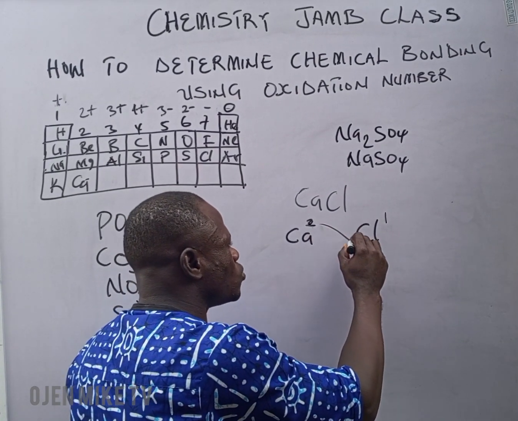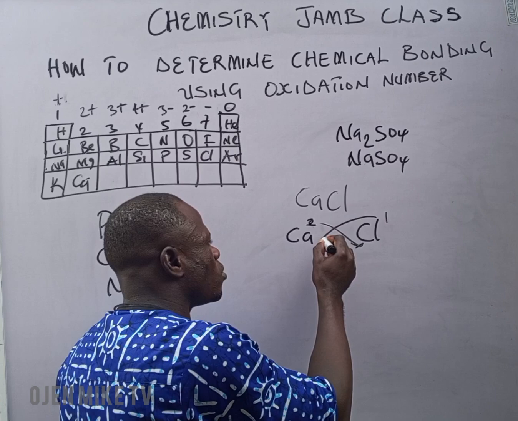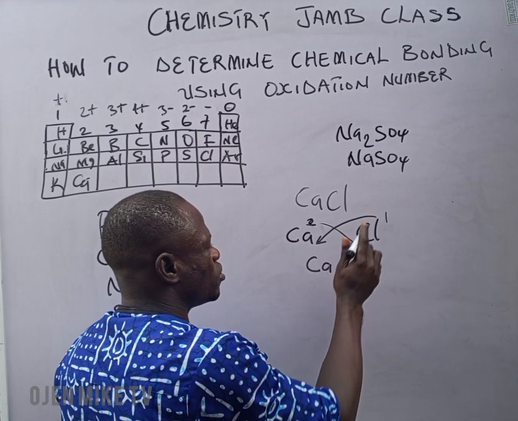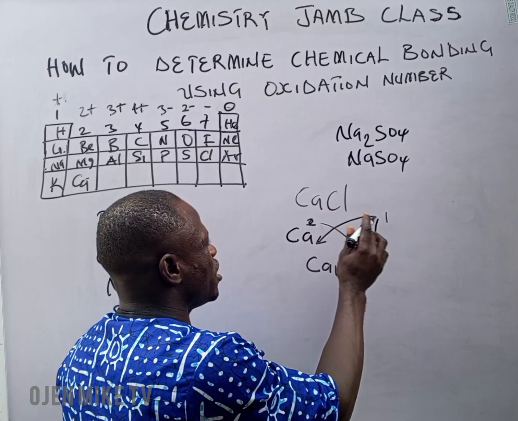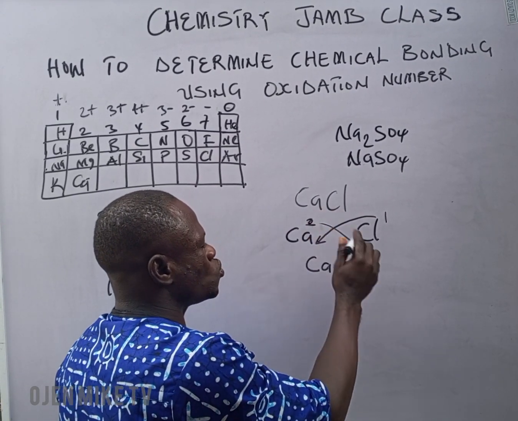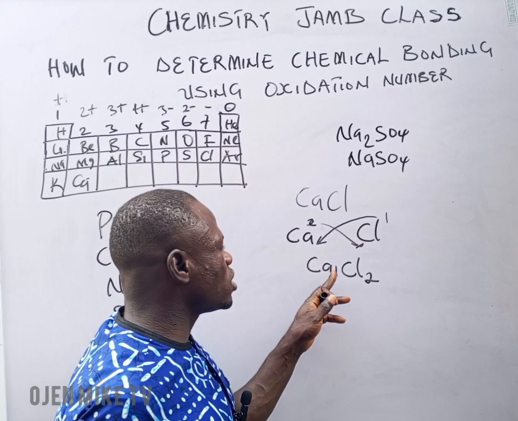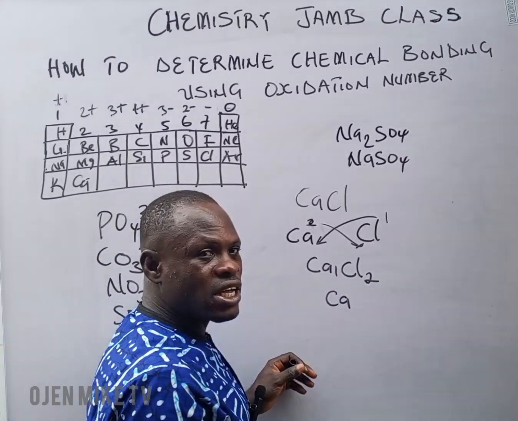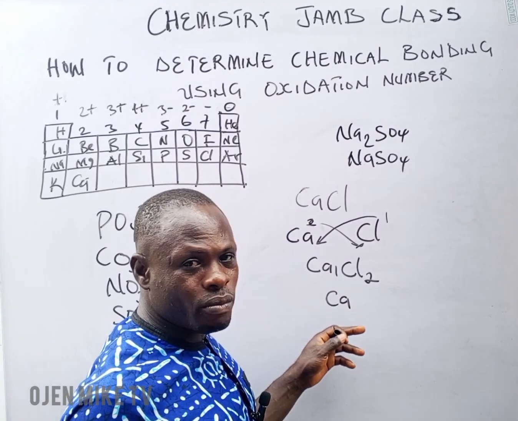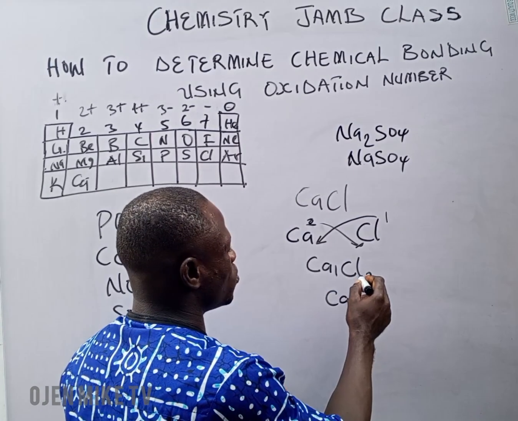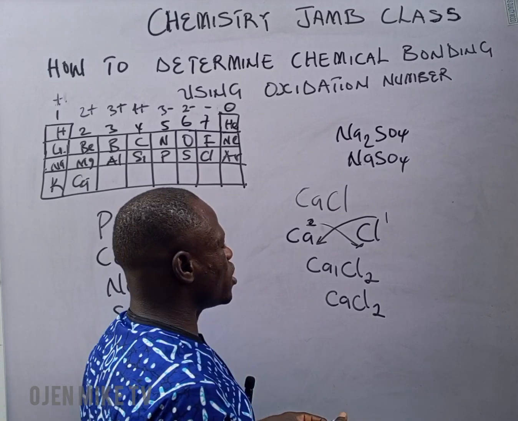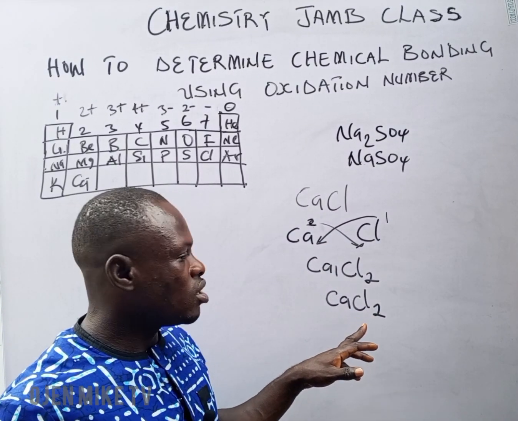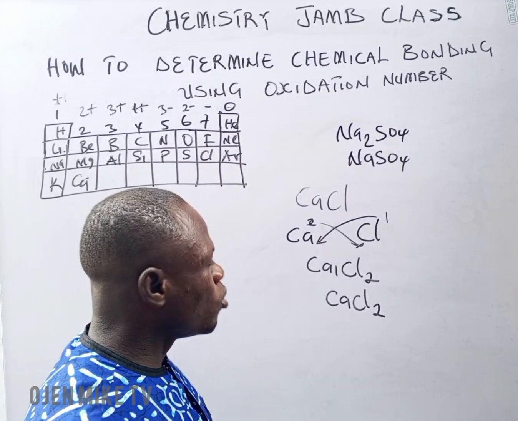The 2 here will go to chlorine, while the 1 here will come to calcium. So we now have Ca, you bring the 1 down, then you now write Cl, you bring the 2 down. Do you get that? You should know that Ca1 is the same thing as Ca. Do you get that? 1 times any number is that same number. So we have Cl2. So the correct formula of this compound is CaCl2. That is calcium chloride.